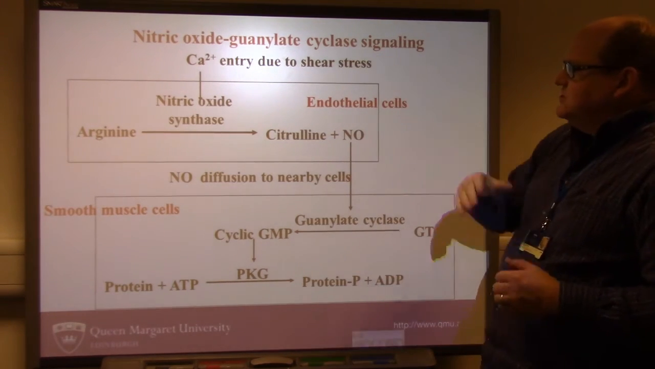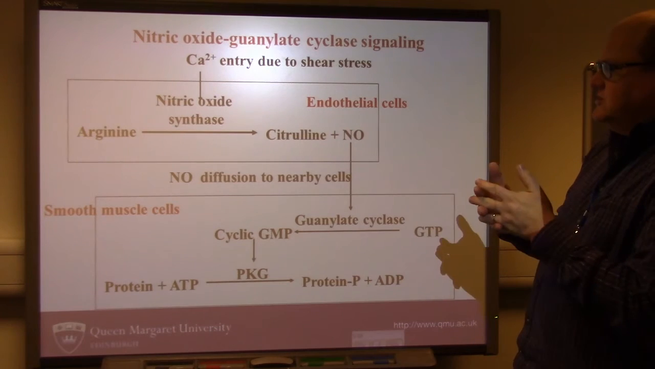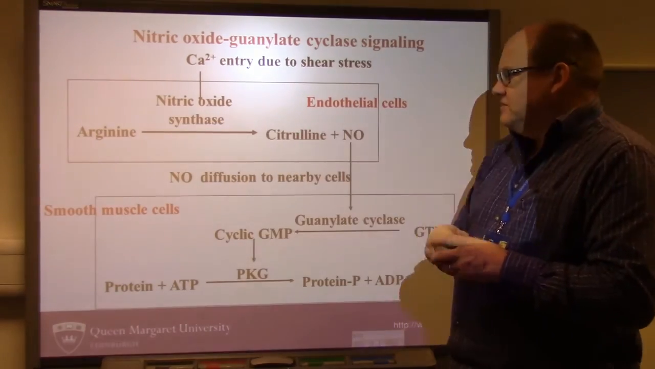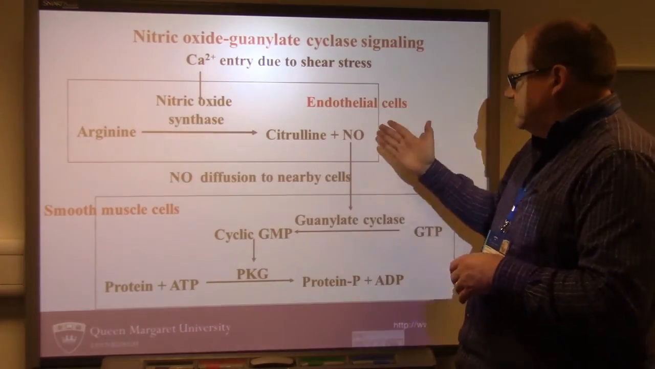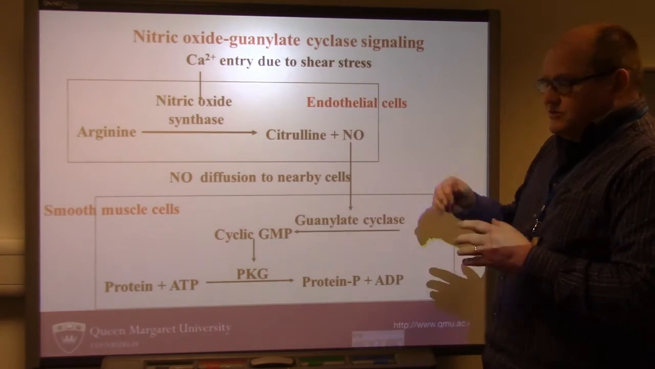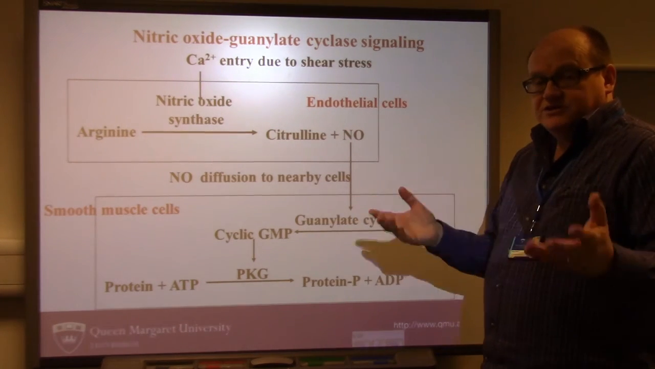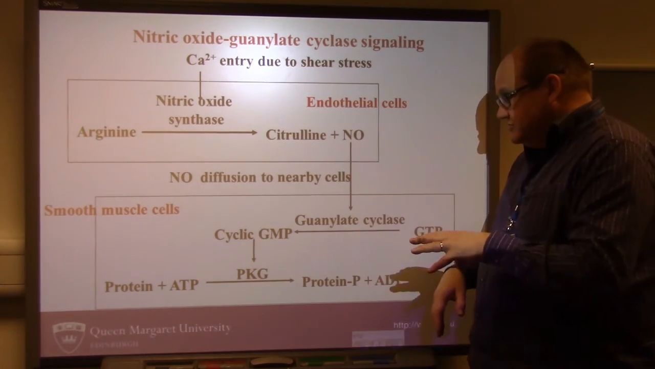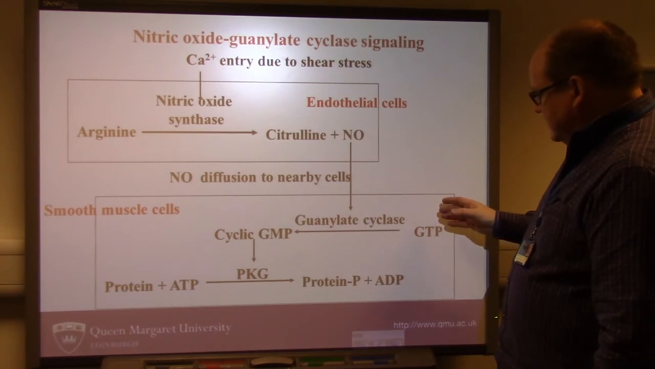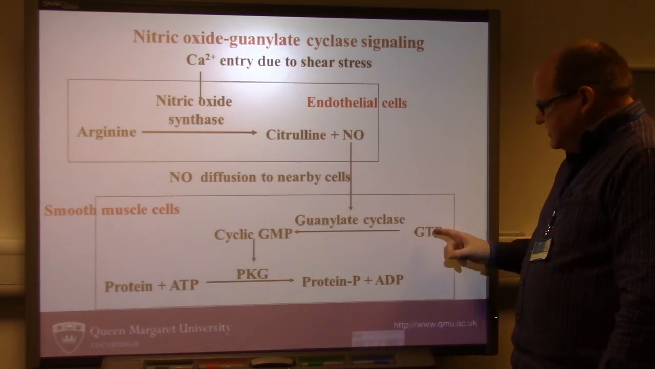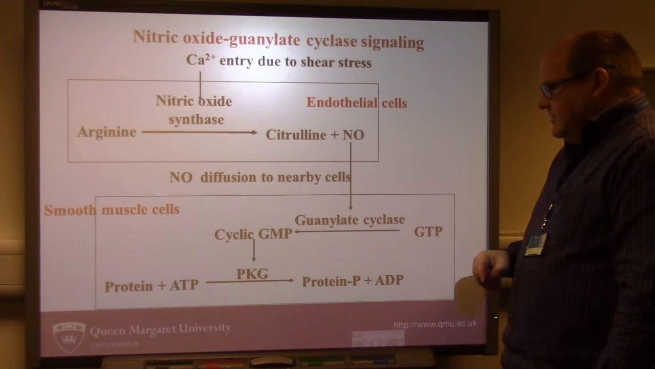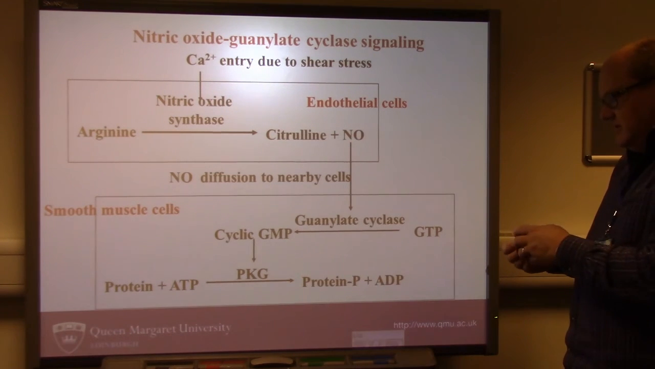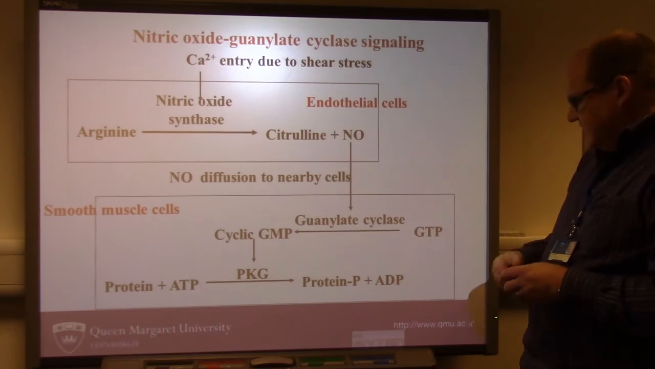So, if we've got the shear stress, what that produces is the entry of calcium. Calcium comes into the endothelial cells, activates the nitric oxide synthase, converts the arginine to the citrulline with the production of nitric oxide. The nitric oxide will then diffuse out of the endothelial cells to the neighbouring nearby cells, which in this case we're talking about the smooth muscle cells. It comes in, activates the guanylate cyclase, converts GTP to cyclic GMP, and then what we've got is the conversion of the ATP to ADP, and we get the result of smooth muscle relaxation.